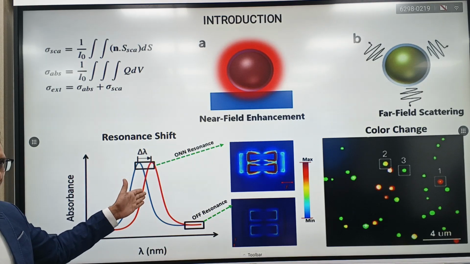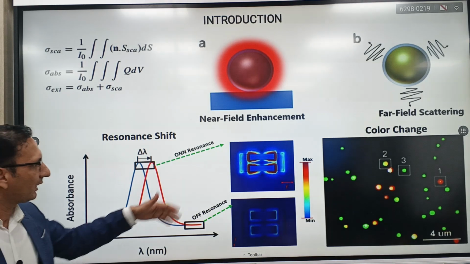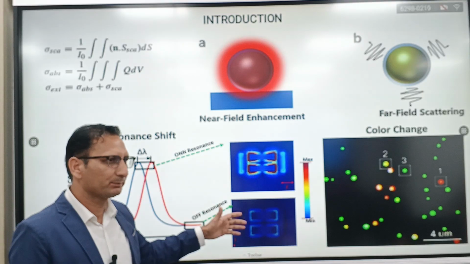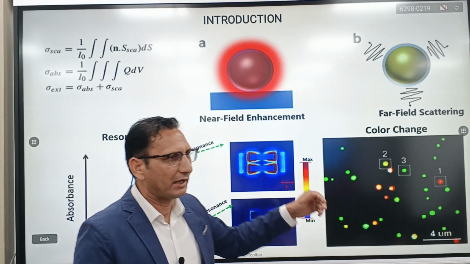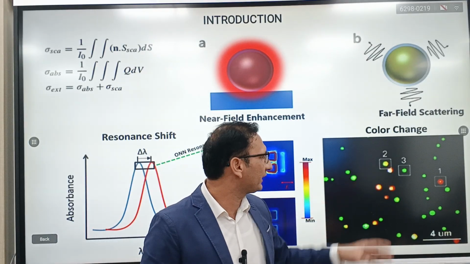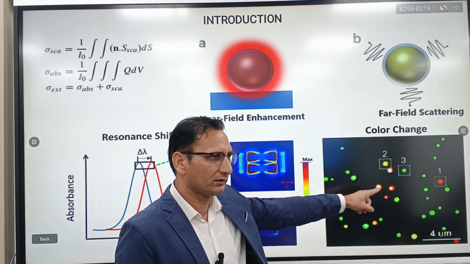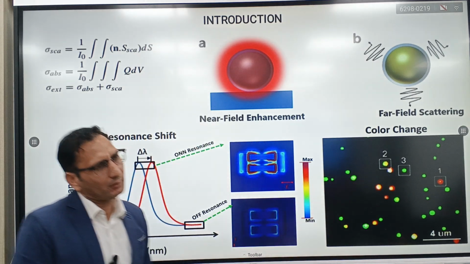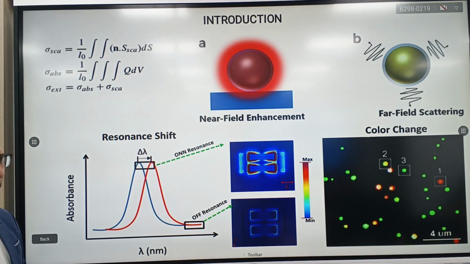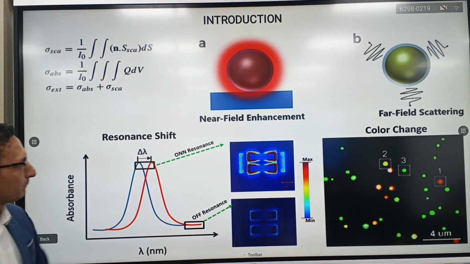Either we have a wavelength shift, or we have field enhancement, or if we have some kind of dark field spectroscopy, we have a change in color. You see the color changing. It's because of localized surface plasmon resonance behavior.